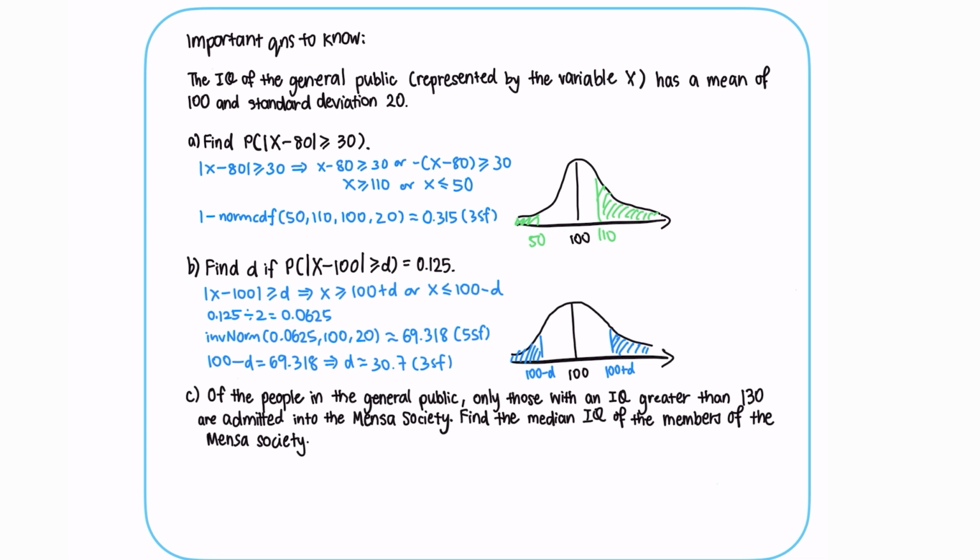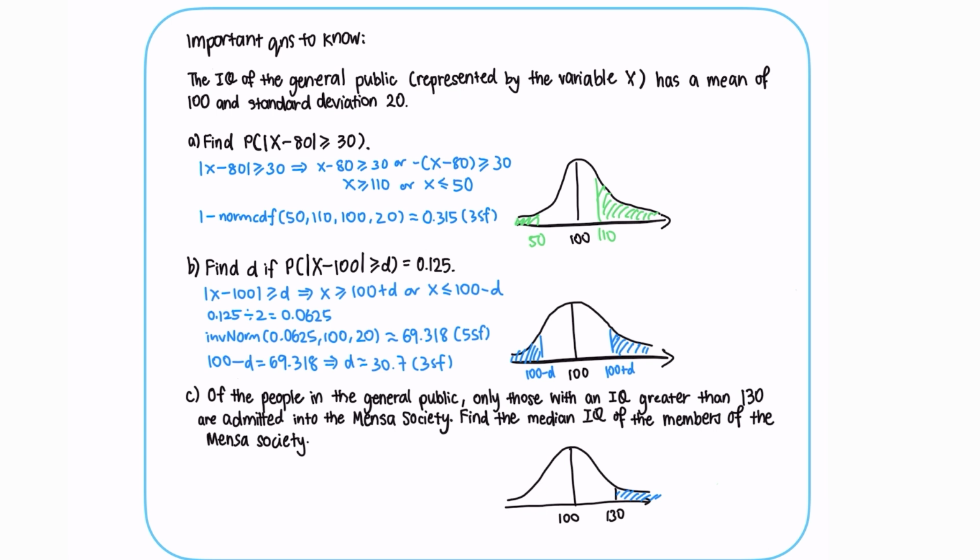Now the last part for C is a bit more difficult. Of the people in the general public, only those with an IQ of greater than 130 are admitted into the Mensa Society. Find the median IQ of the members of the Mensa Society. So let me draw my curve over here. The mean is 100. But what I want is an IQ greater than 130, which is somewhere here. So what they want is the median IQ of the members of the Mensa Society. Mensa Society means you're somewhere in this blue area.